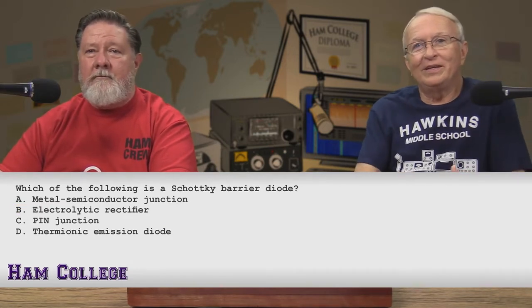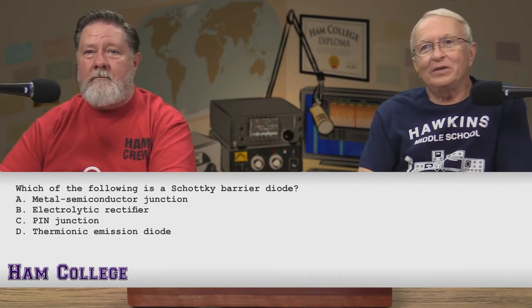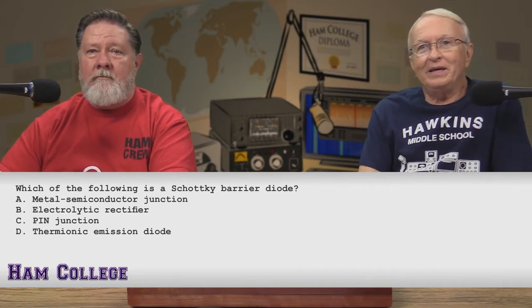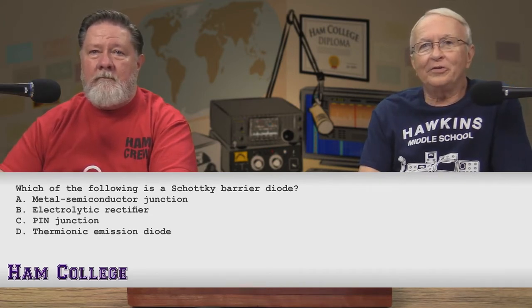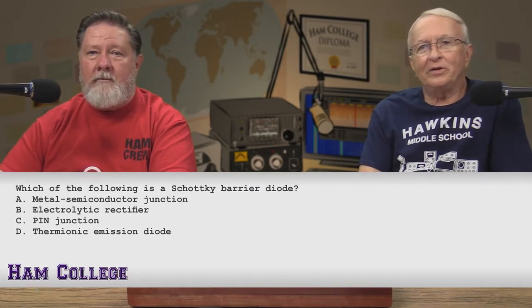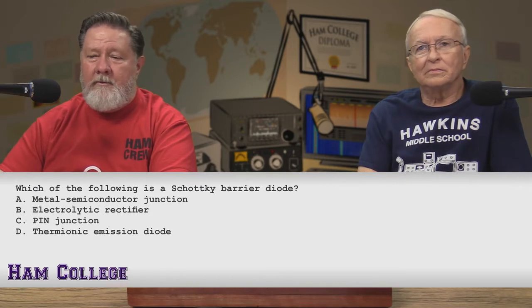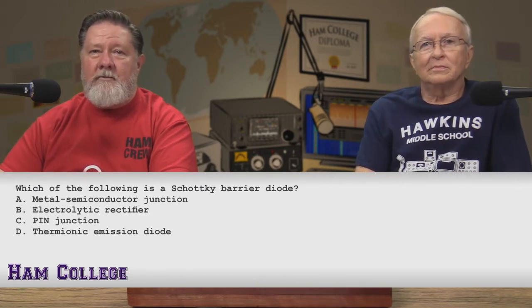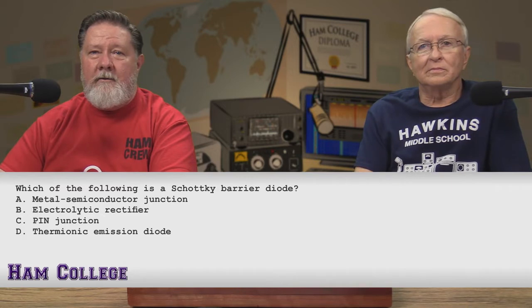Which of the following is a Schottky barrier diode? A, a metal semiconductor junction. B, electrolytic rectifier. C, a PIN junction. Or D, thermionic emission diode. I'm going to scratch off D and B. I don't think those are relevant.